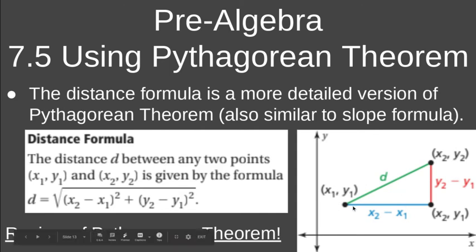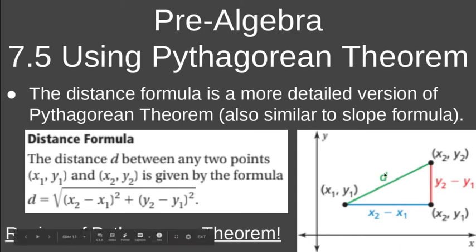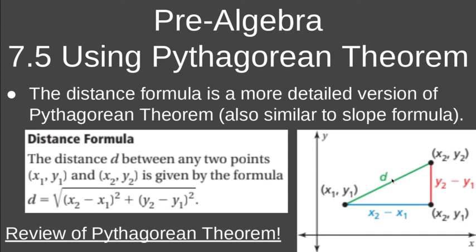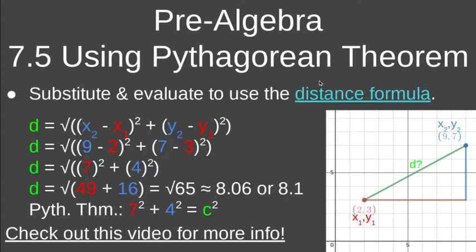Off to the right, this is how it really is in the end Pythagorean theorem. Subtracting the x's lets me find essentially the a. Subtracting the y's lets me find the b, and we know a squared plus b squared has to equal c squared. Just the difference with distance formula is we're identifying a distance typically on the coordinate plane.